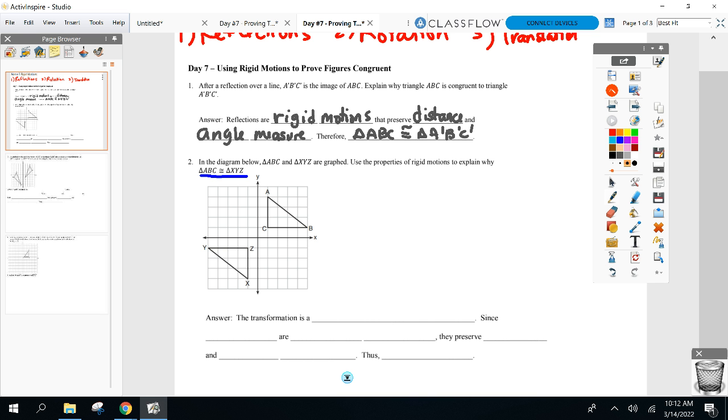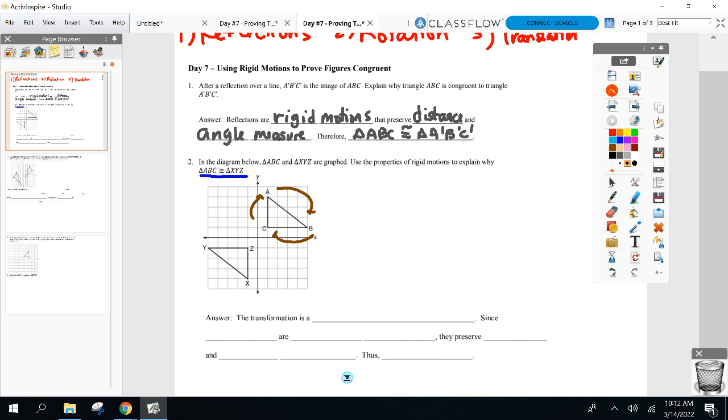Next thing I want you to take a look at is the order of the vertices. Go A, B, C right now. What's the order of the vertices from A to B to C back to A? This is going clockwise. All right, everyone do X, Y, Z.